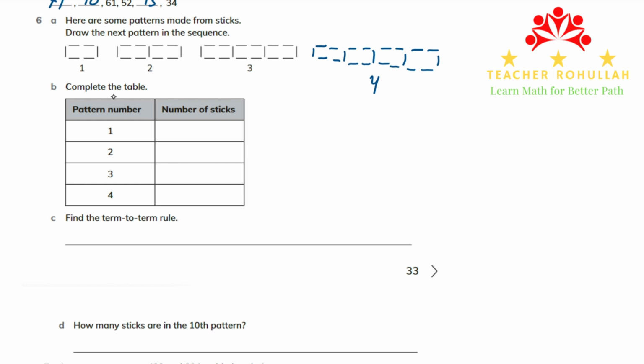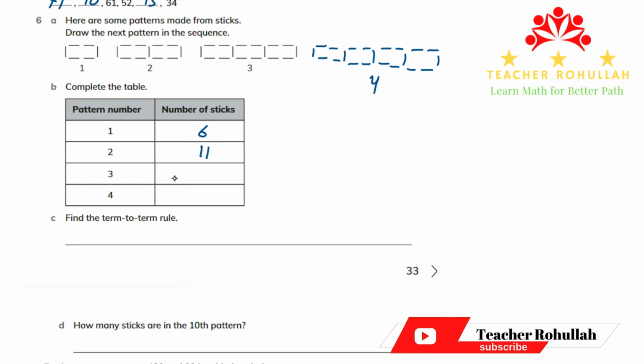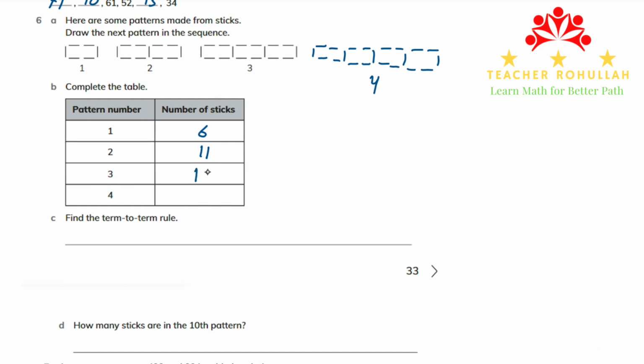In part B, it says, complete the table. Pattern, number of sticks. The first one has 6 sticks. The second one has 11 sticks. The third one has 16 sticks. And the fourth one has 21 sticks. So here in the pattern, each time we add 5 sticks.